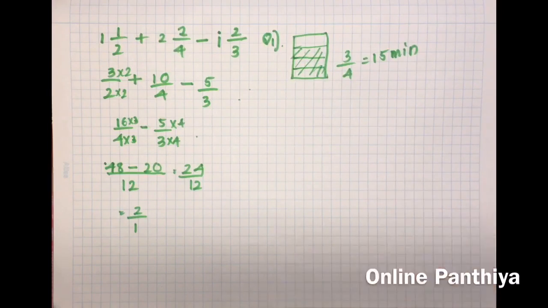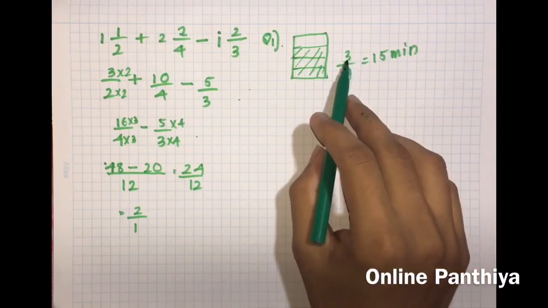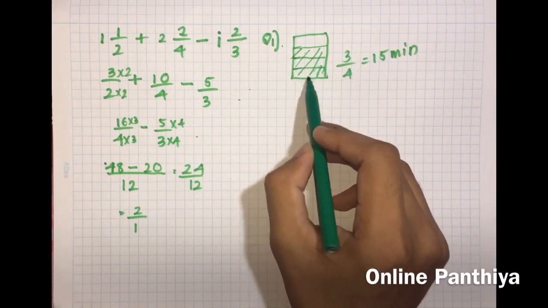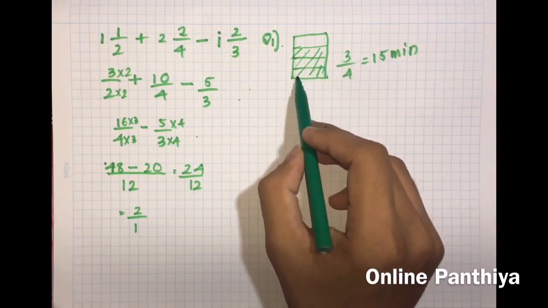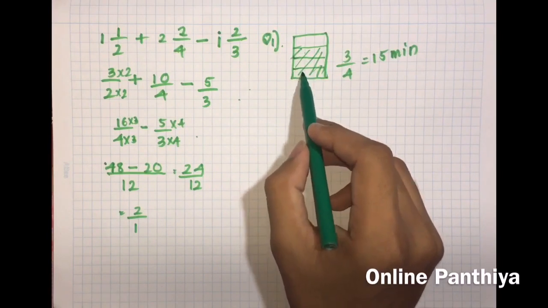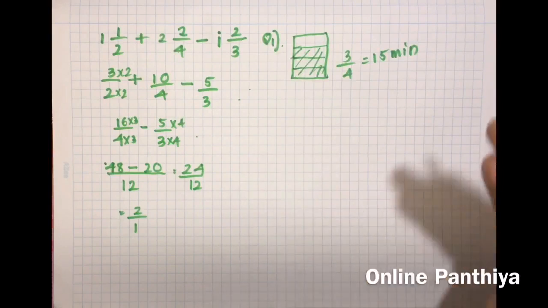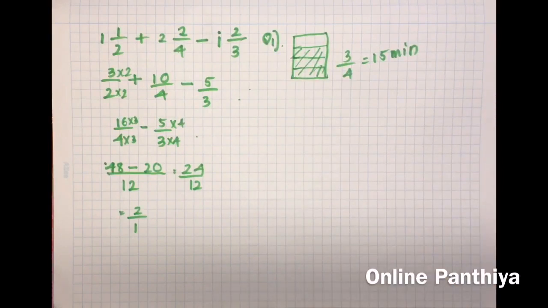So the way of solving is, you know, 3 parts take 15 minutes. Therefore, you can find the time taken to fill 1 part. So how much is it? 5 minutes. So 1 part is equal to 5 minutes. So altogether you have 4 parts. So 5 times 4 is equal to 20 minutes. That is the way of solving. So the answer you should get is 20.